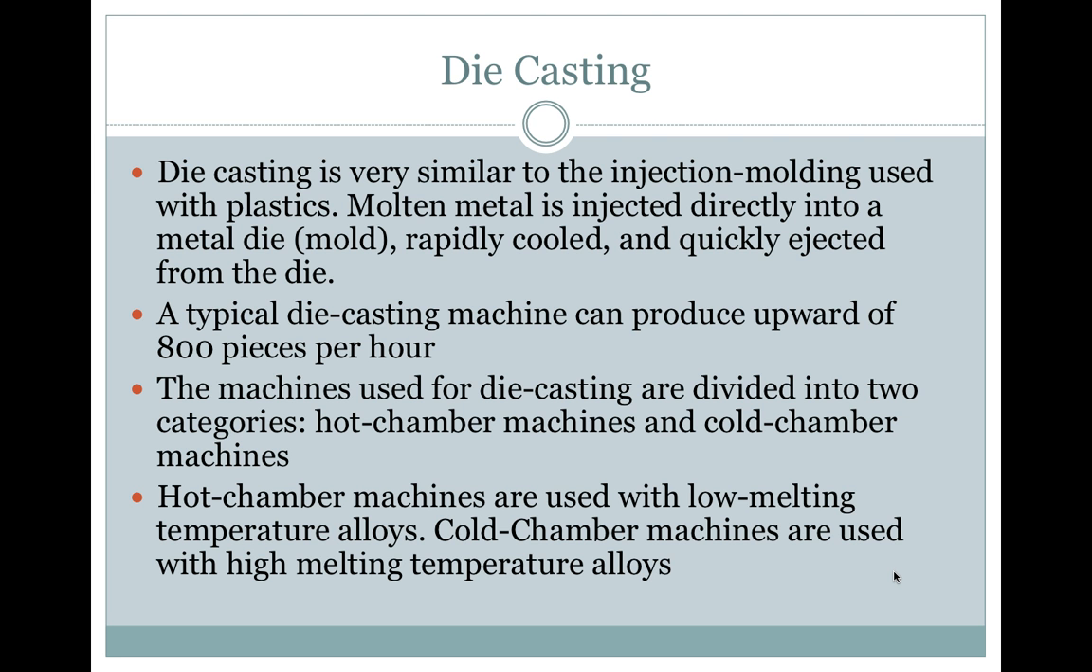The machines used for die casting are divided into two categories: hot chamber machines and cold chamber machines. Hot chamber machines are used with low melting temperature alloys. Cold chamber machines are used with high melting temperature alloys.